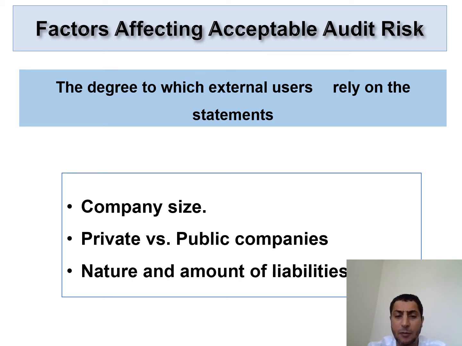But let's say the company prefers to have less credit, meaning less debt, and they try to buy on cash. Their strategy is not to apply for a loan from the bank, so that will lead to less reliance on their financial statement. Okay, so those are the three main factors. For sure there are other factors, but these are the main factors related to the degree to which the external users rely on the statement.